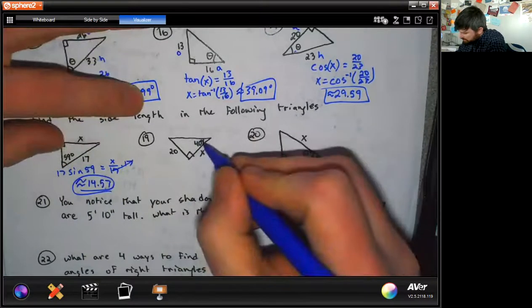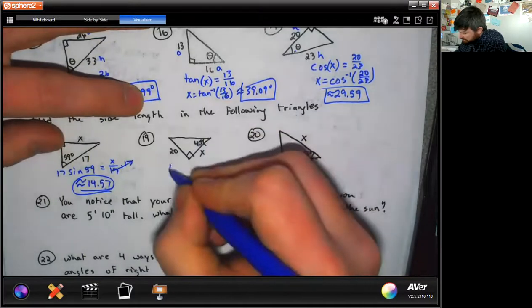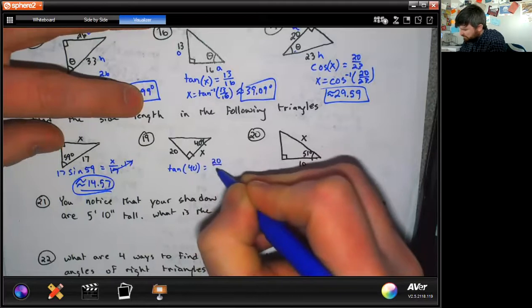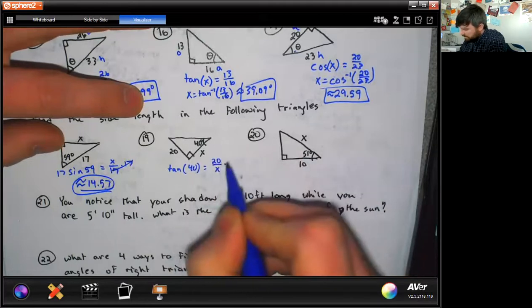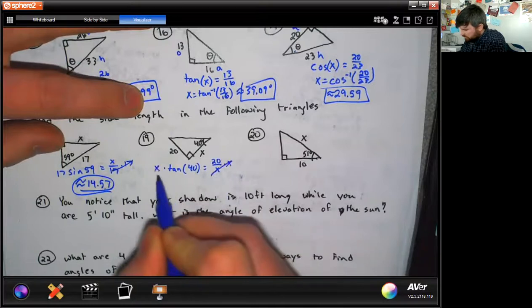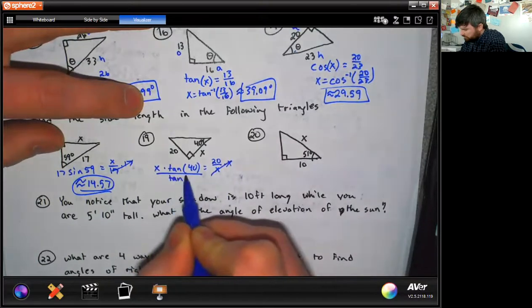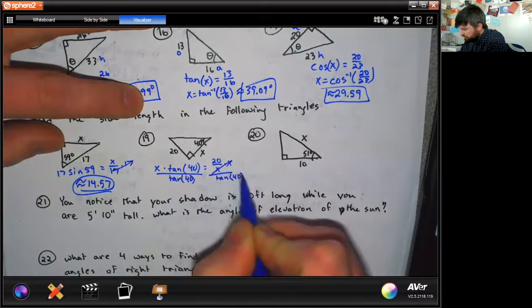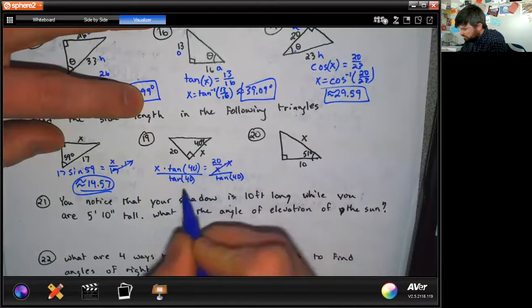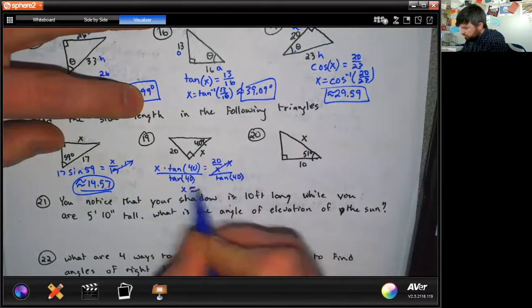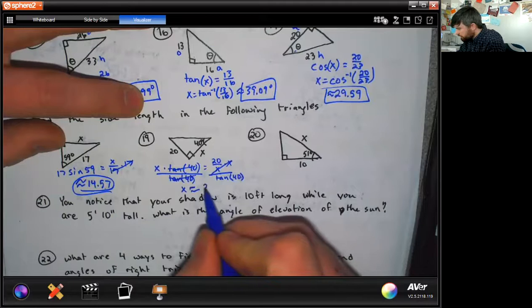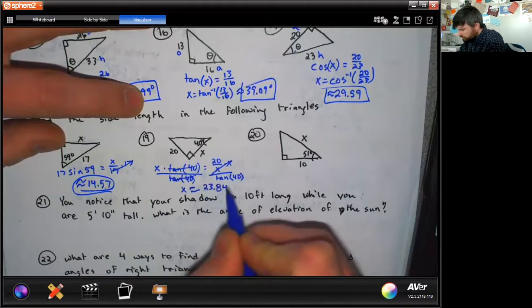Okay, here's your angle. You've got opposite and adjacent. That's tangent of 40 equals 20 over x. So you're going to multiply by x, and then divide by tangent of 40. So that becomes 20 divided by tangent of 40, which is about 3.84.